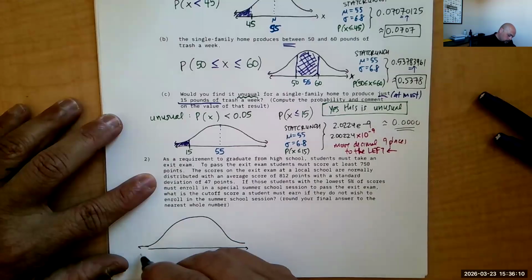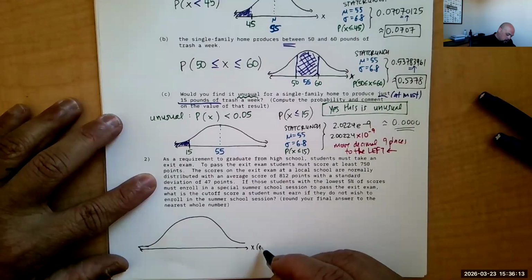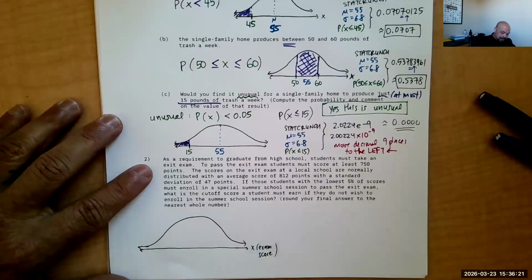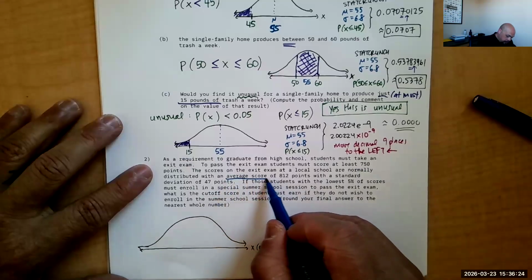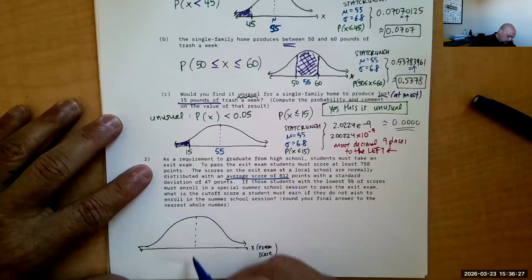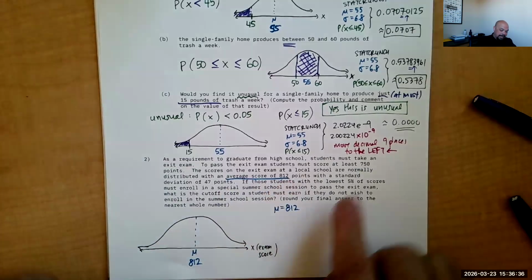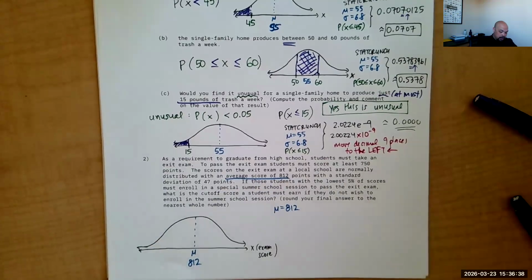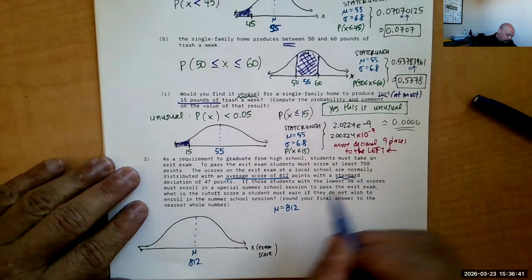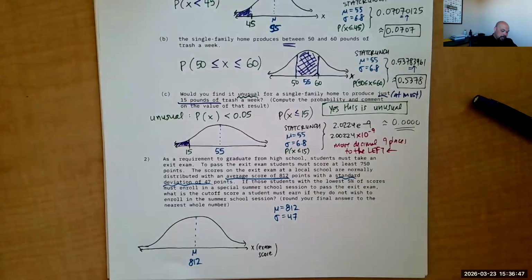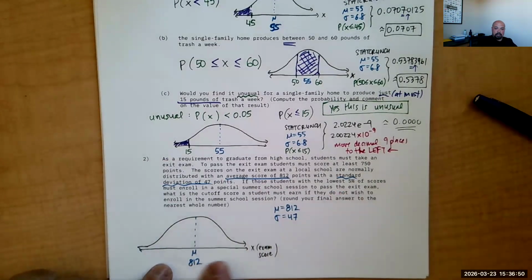Here's our exam score on the x-axis. The mean, the average exam score, is 812 points. So there's our mean, our average, 812 points on that exam, right? So on average, they're passing because they need to get at least 750, which is good. The standard deviation, assuming for our population of students, sigma, is 47 points.